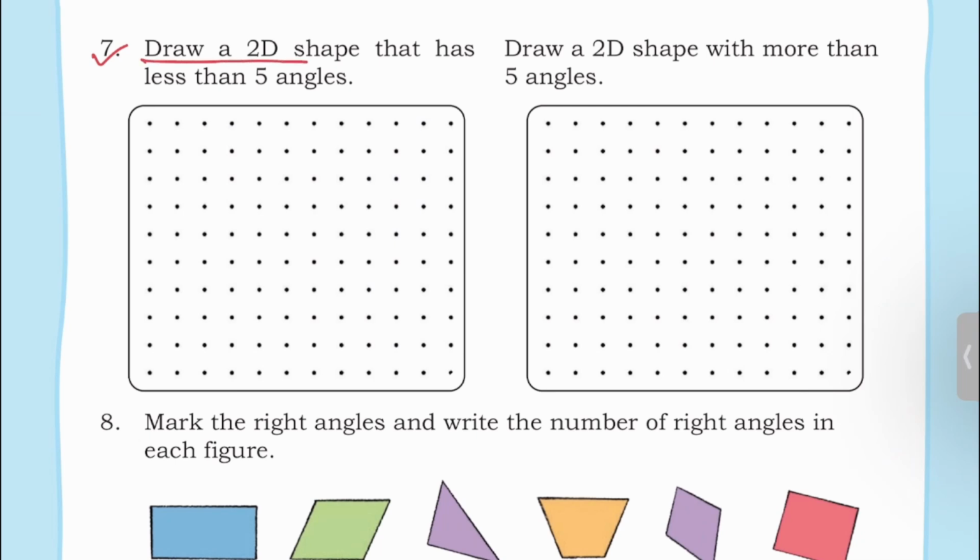7. Draw a 2D shape that has less than 5 angles. You can draw any 2D shape having less than 5 angles. You can draw a triangle or a quadrilateral such as a square or rectangle. You can draw a triangle like this. Draw a 2D shape with more than 5 angles. You can draw a hexagon like this.